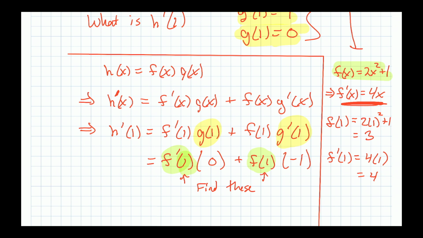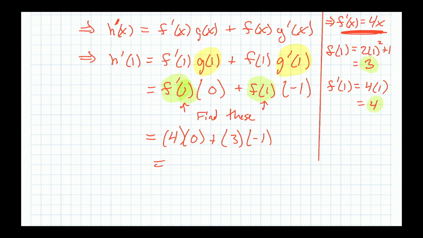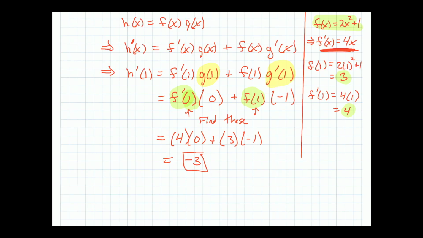So I've got these two numbers now, a 3 and a 4, and I just put those in the right place back in my answer here. So what do I have? I have f prime 1. That's 4 times 0. Plus f of 1, which is 3, times a negative 1. So what's the result? It looks just like negative 3, isn't it? Just negative 3 because the 4 times 0 cancels. All right. So that's that done.